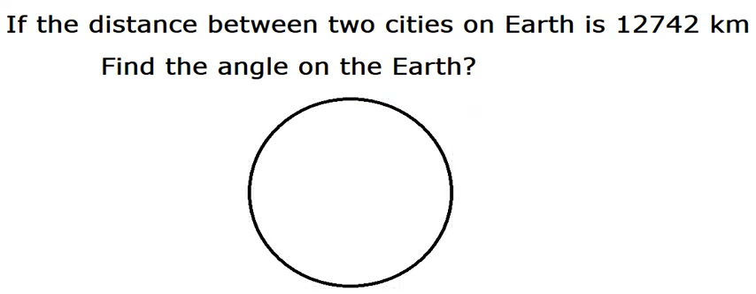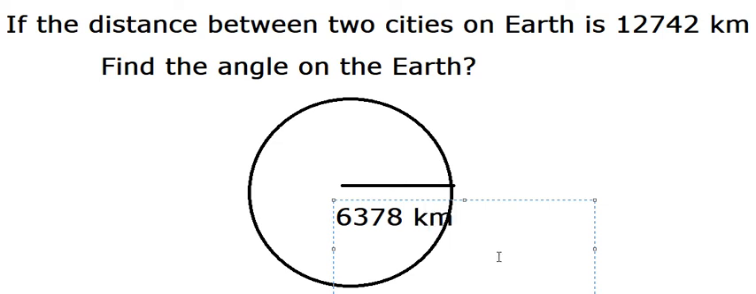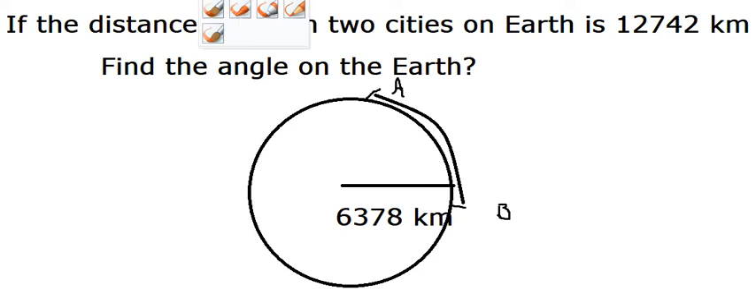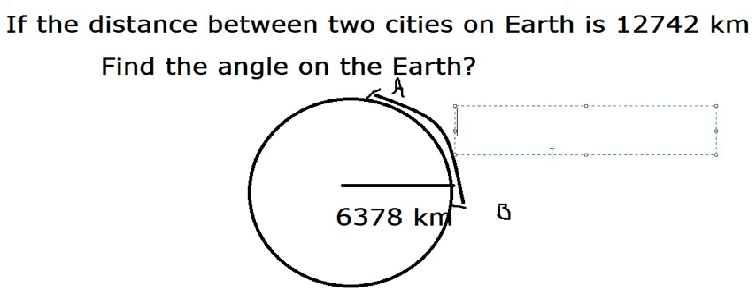We know that the radius of the earth is about 6,378 kilometers, but the distance of two cities somewhere on the earth we don't know. I will choose point A and somewhere point B, and we know that the distance from here to here is about 12,742.